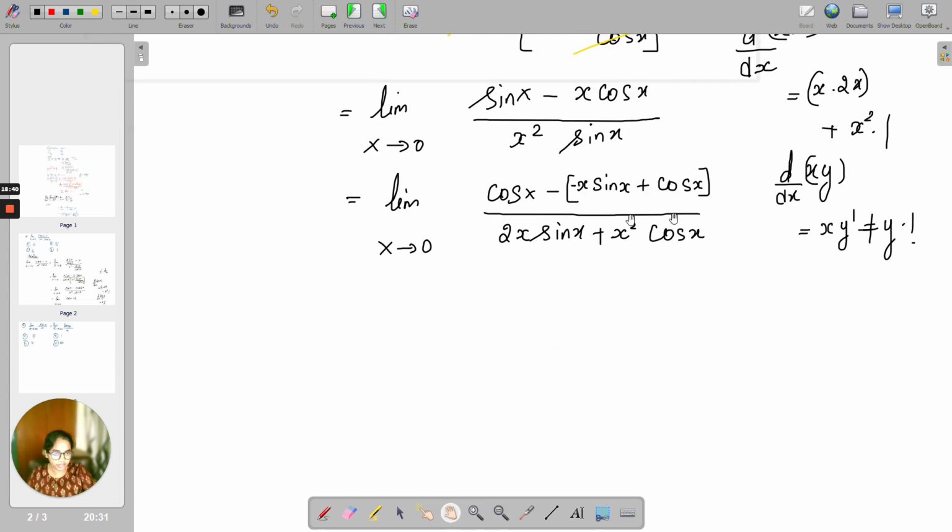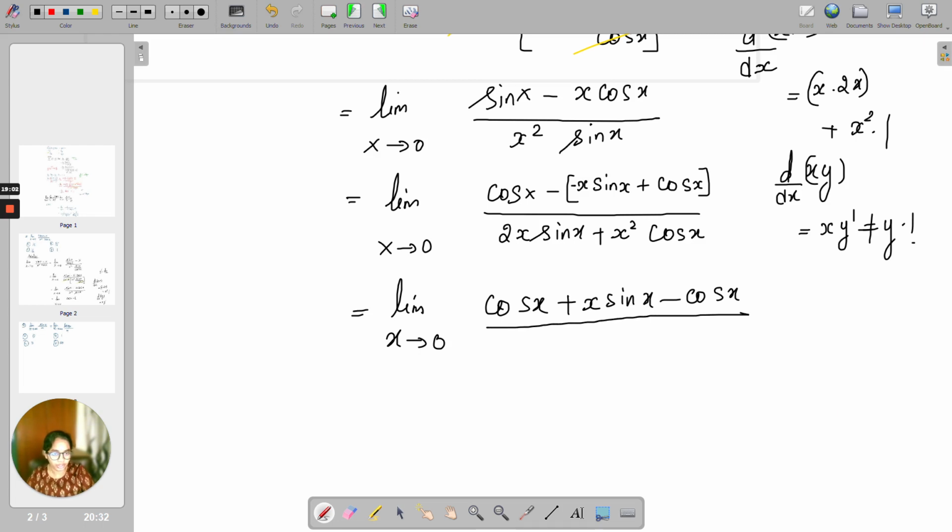Now let me multiply this minus term. Yeah, so I would get limit x tending to 0, cos x plus x sin x minus cos x, whole thing divided by, yes, I would get 2x sin x, or let me take out x common. Yes, okay, x plus x square cos x.